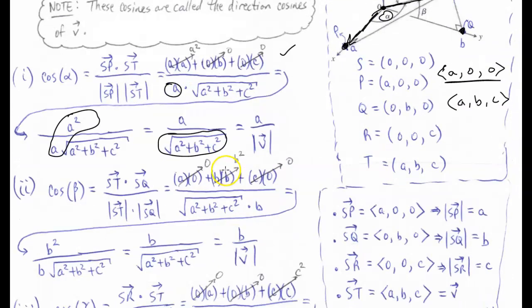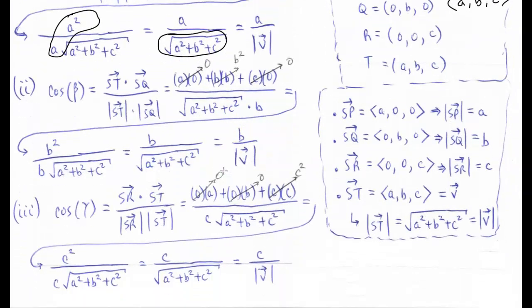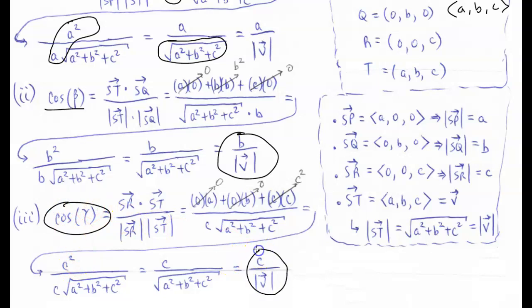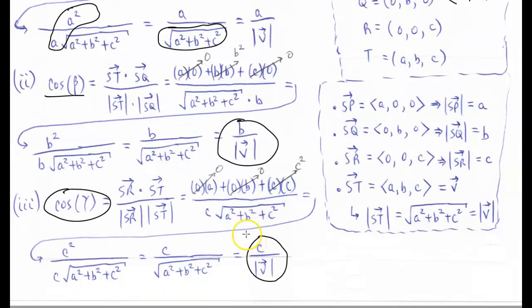If I do the same sort of thing with both beta and gamma, you'll see from the work here that cosine of beta is going to be equal to B divided by the magnitude of V, and cosine of gamma is going to end up being C divided by the magnitude of V. And then from there, I can square all of these, add them together, and I should see that I end up getting 1.